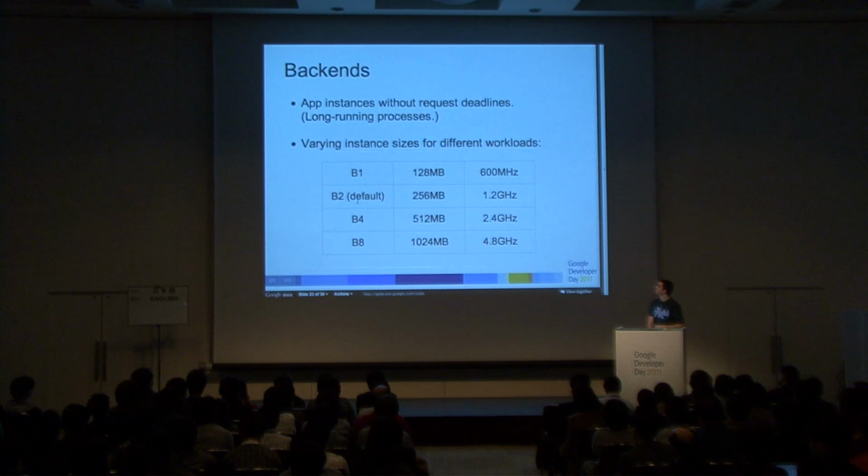So the typical front end is of this size, B1, which is 128 meg of RAM limit and 600 megahertz CPU limit. The default for a backend is B2, but in this case we want maximum speed, so we're going to create a backend of size B8 to render these images, which is a very high clock speed.